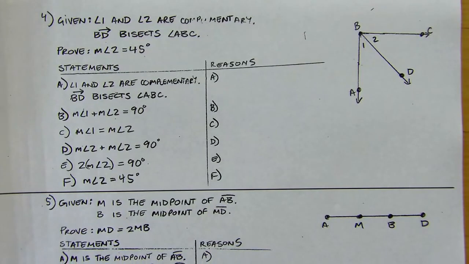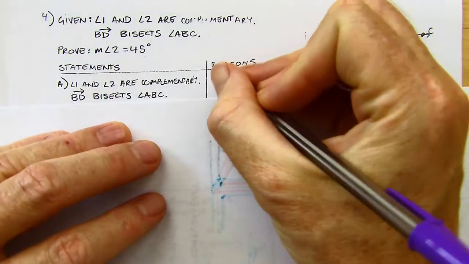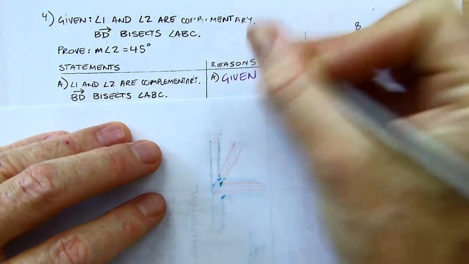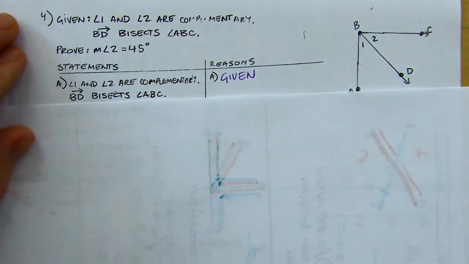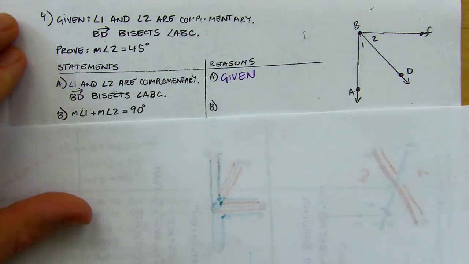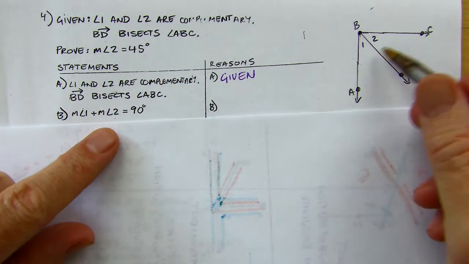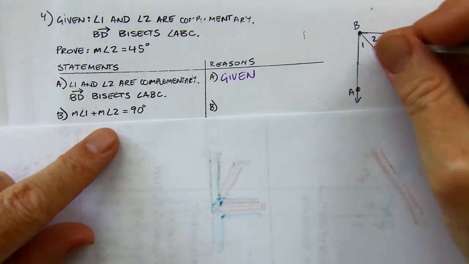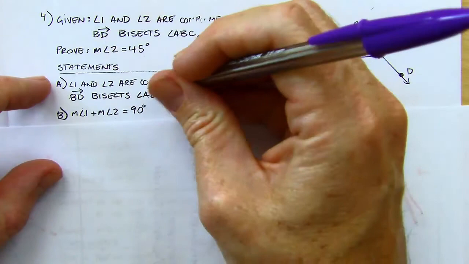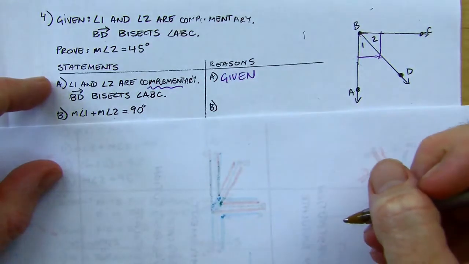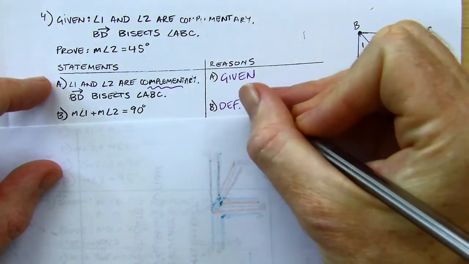Okay. All right, first reason is given, because that's the given info, right? Just rewritten there. All right, let's move on to the next step. It says measure of angle 1 plus the measure of angle 2 equals 90 degrees. Okay, those add up to 90 degrees. How do I know? It doesn't say that in the given info, but it does say they're complementary, which means the sum is 90 degrees. So this is going to be the definition of complementary.